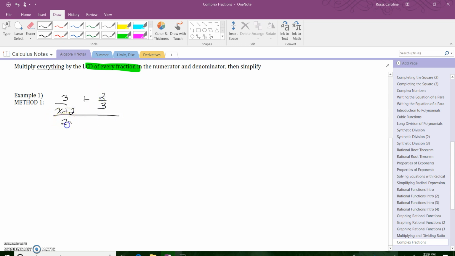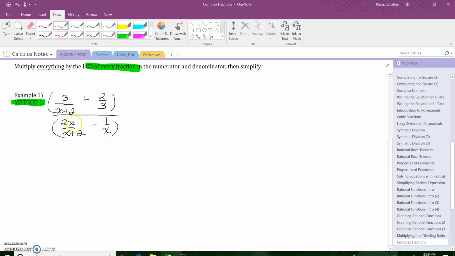So there's our first fraction. And there's our numerator up here has fractions, our denominator has fractions. We want to simplify the whole thing. Like I said, I'm going to do method 1 first here.